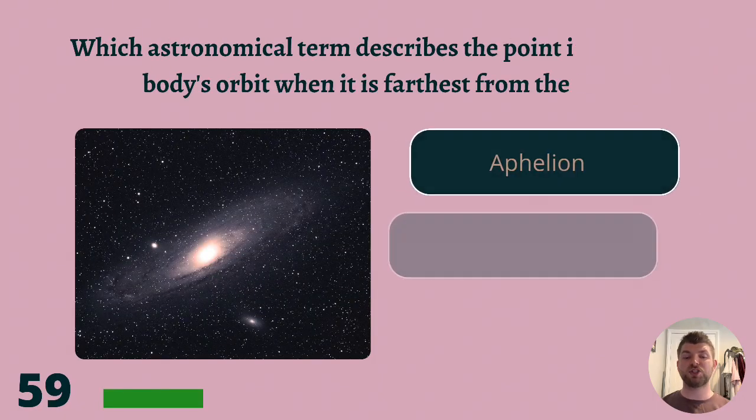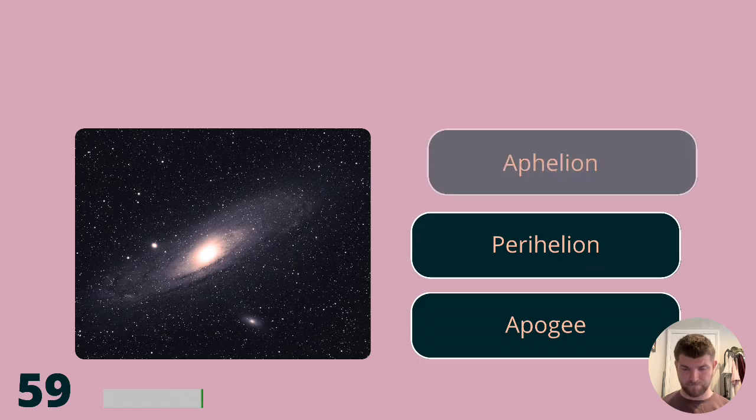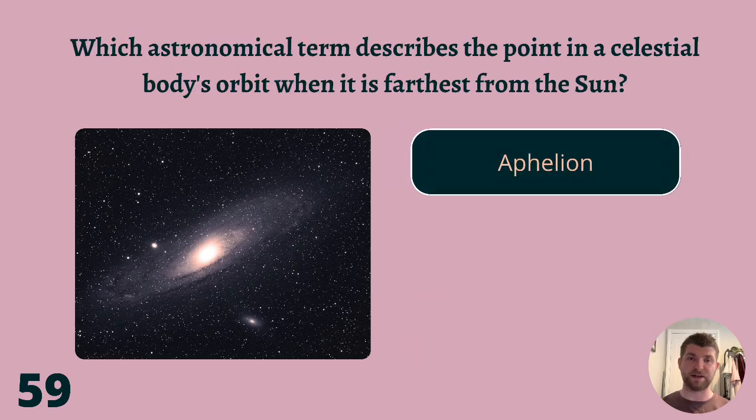59. Which astronomical term describes the point in a celestial body's orbit when it is furthest from the Sun? Aphelion, perihelion, or apogee? The correct answer is aphelion.